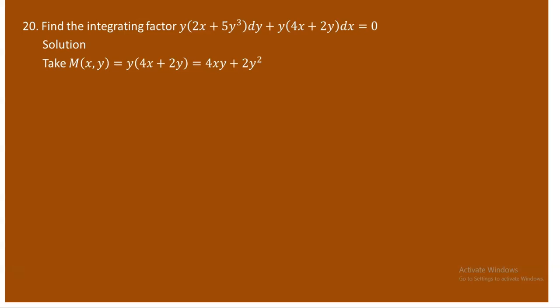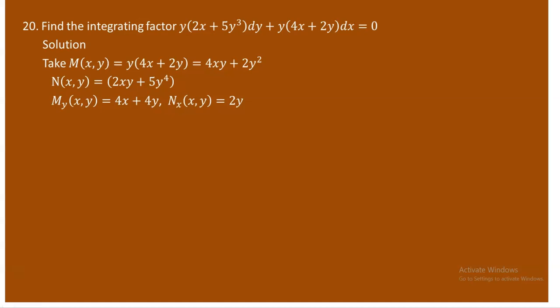So clearly, M is the coefficient of what? dx. Don't consider this one to be M, because this is N, the coefficient of dy. So you have to consider this one as your M, which is 4xy plus 2y squared. And the coefficient of dy is considered to be your N, so that is 2xy plus 5y to the power of 4. Now we need to calculate My and Nx.